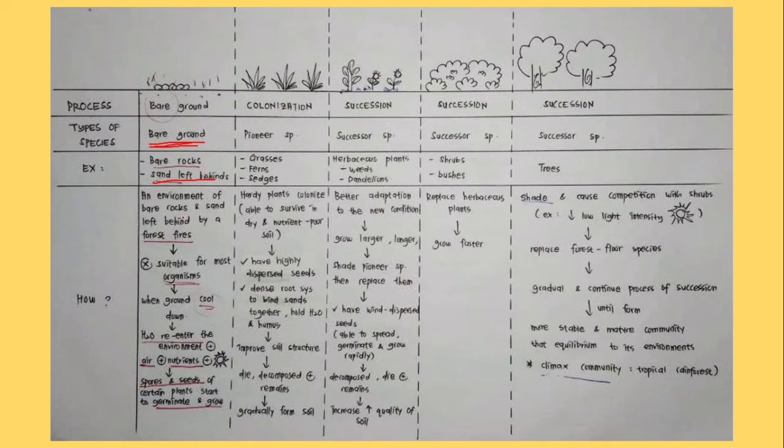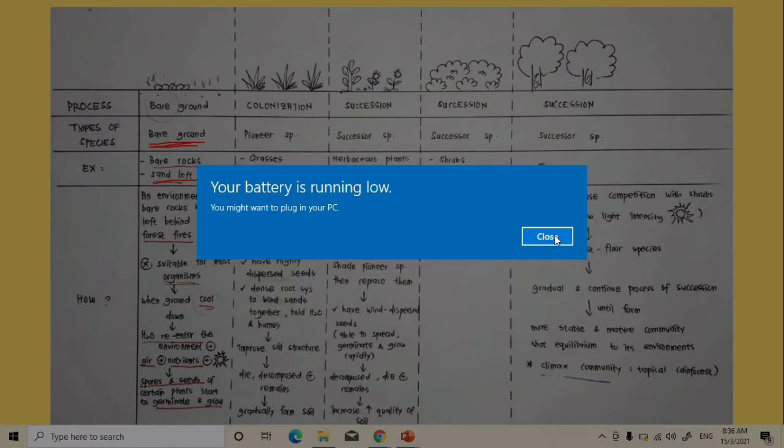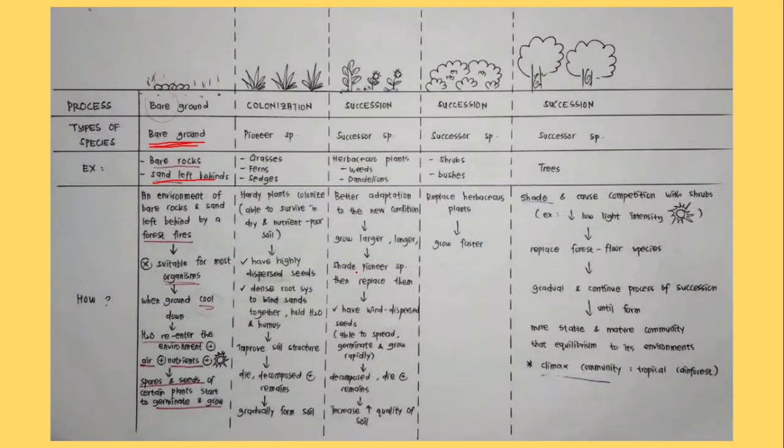And these environments of bare rocks and sand are left behind by a forest fire. And this background is not suitable for most organisms after the forest fire. But when the ground cooled down, dah sejuk, water re-enters the environment, as well as the presence of air and also nutrients and also the sunlight, the spores and seeds of certain plants start to germinate and grow.